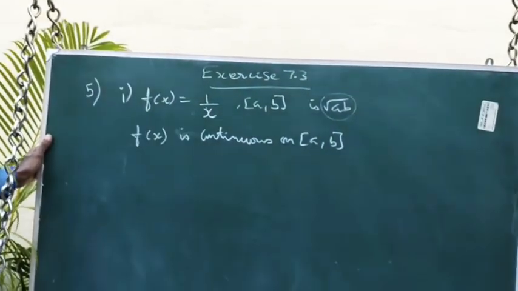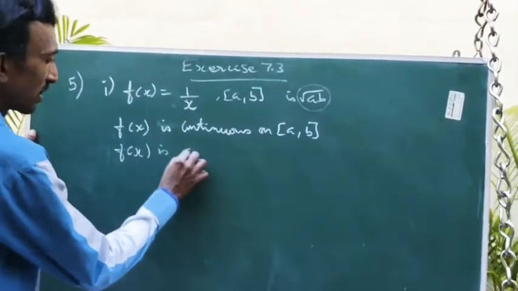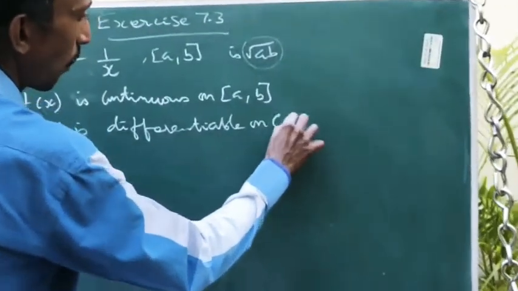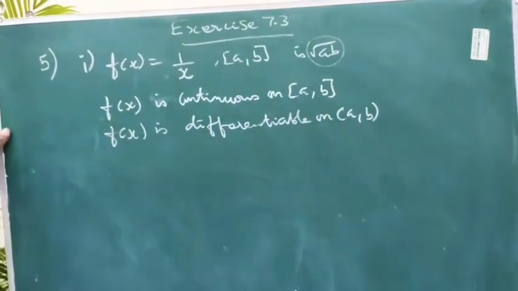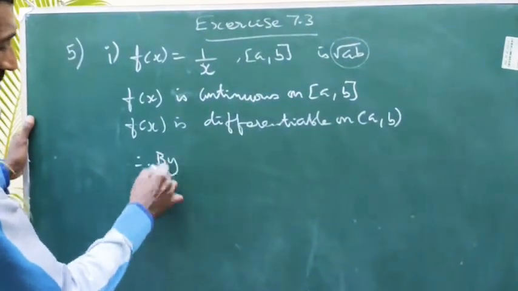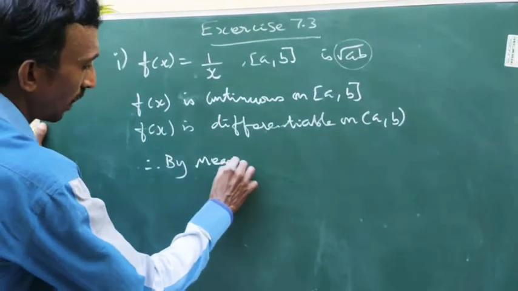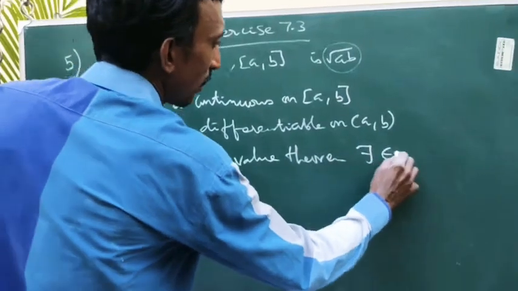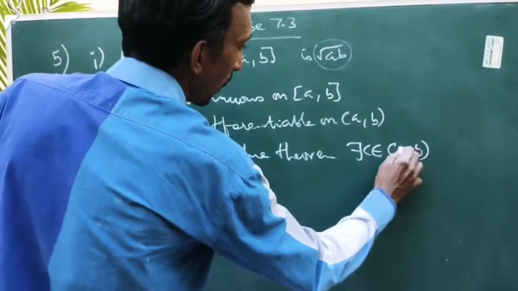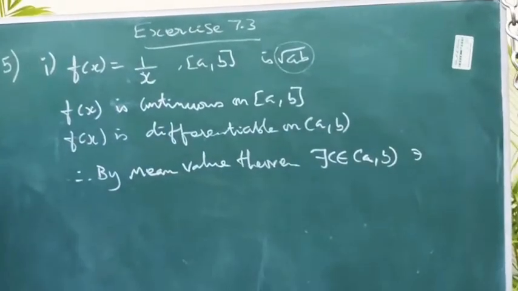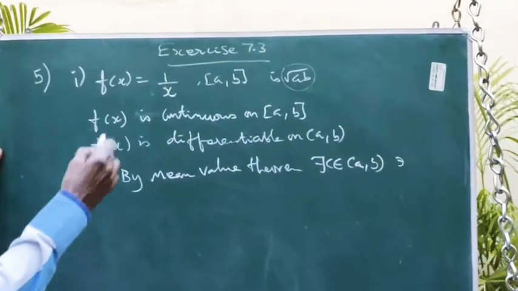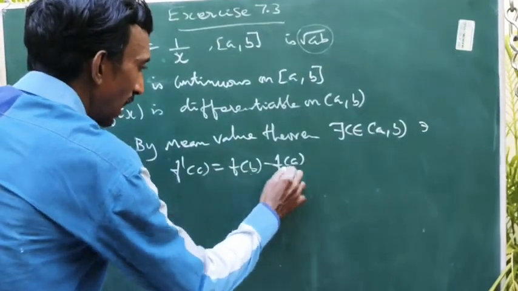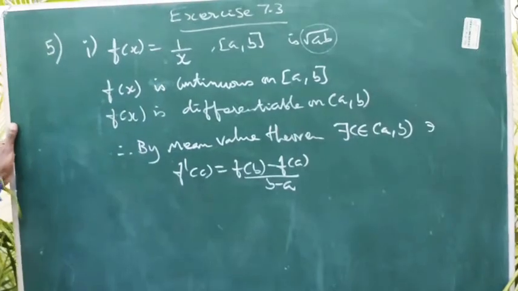So derivative exists. So f of x is differentiable on open a comma b. Therefore by the mean value theorem, or Lagrange's law of mean, there exists c belongs to open interval a comma b such that, okay, so it satisfies the condition, f dash of c equal to f of b minus f of a by b minus a.